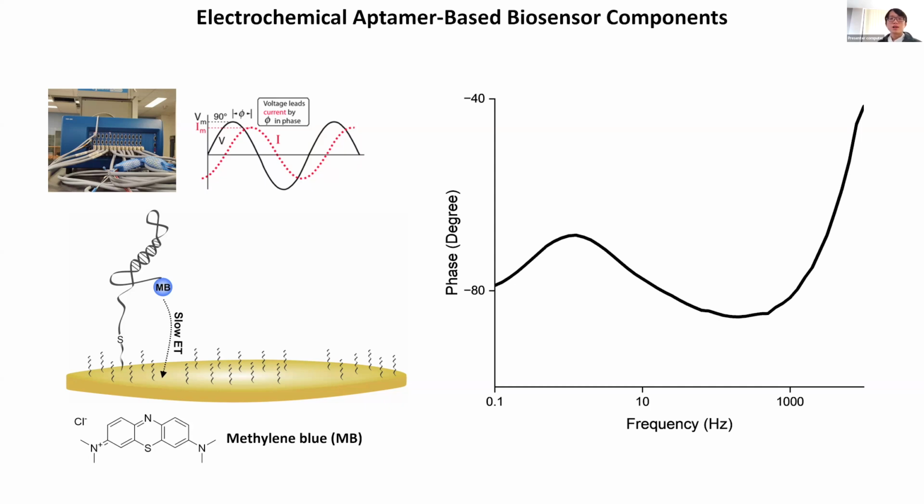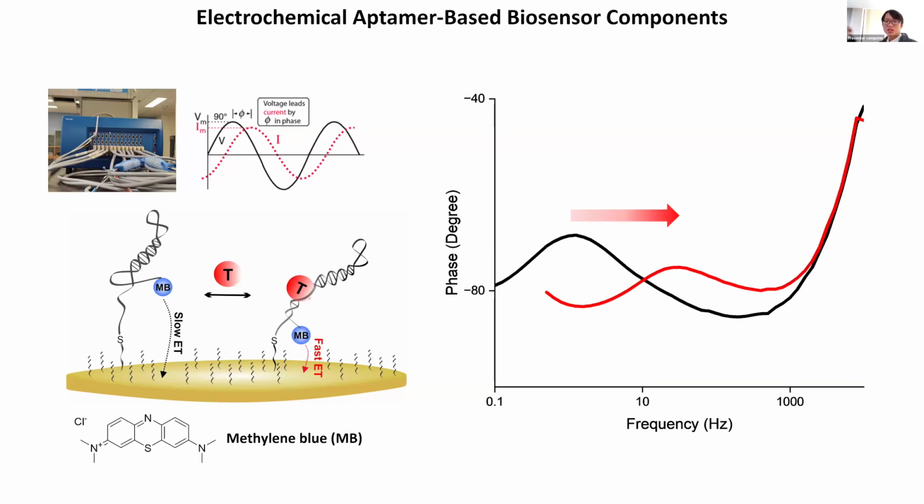In the absence of target, the redox reporter is positioned far away from the surface, so the electron transfer is slower. You see the peak shifting to lower frequency. In the presence of target, the aptamer undergoes structure switching to capture the target, and that brings the redox reporter closer to the surface, and the electron transfer rate is faster. So the peak shifts to the right, to higher frequency.